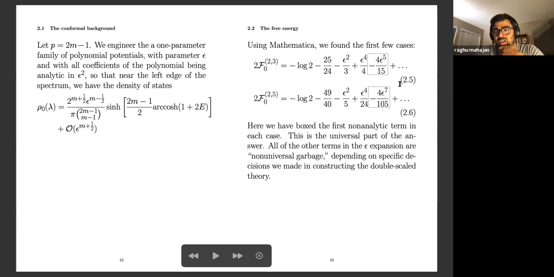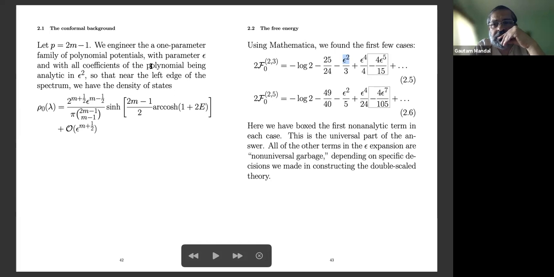Let's look at a concrete example. In 2.5, I have shown the free energy of the (2,3) model. There are some even powers of epsilon and some constants, and then there appears an odd power of epsilon. In the dictionary that I'm using here, epsilon is like mu to the 1/2. So this is mu squared, and what you really want is the term which is non-analytic in mu. So even in the matrix integral, this structure is hidden. Sorry, I forgot what epsilon was.